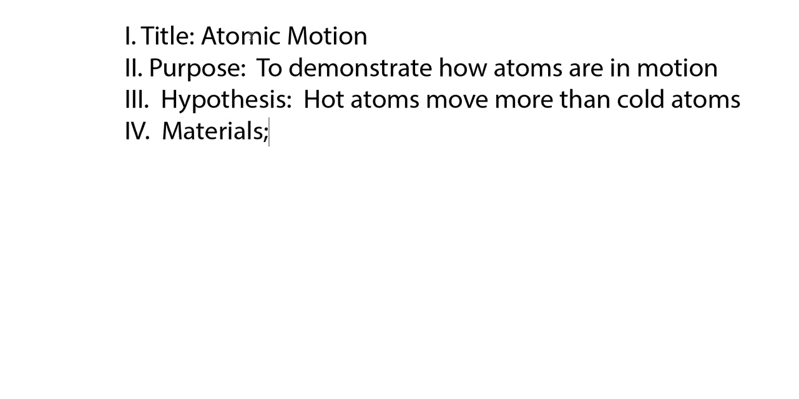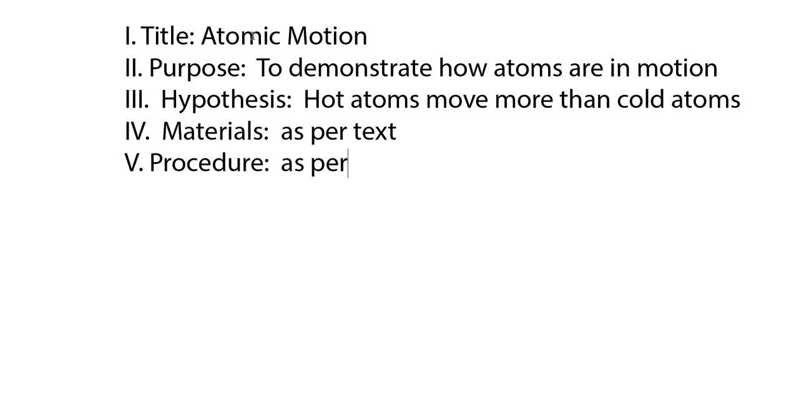Materials. Again, an exhaustive list of exactly what we're doing, so if someone wants to repeat this, but again, we're not going to waste that time. So we're going to do as per text. Roman numeral number 5. Procedure. Again, as per text. They can look in our textbook if they want to repeat this experiment. That leaves us with Roman numeral number 6. Observations. This is where we record everything we see and record any data we measure.